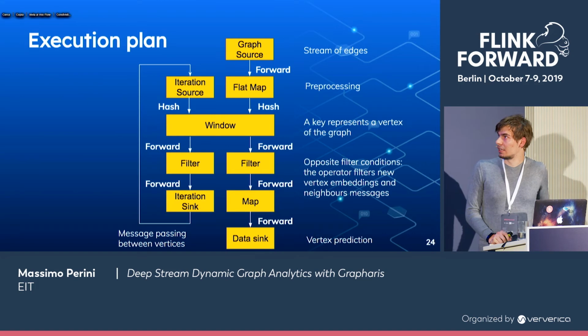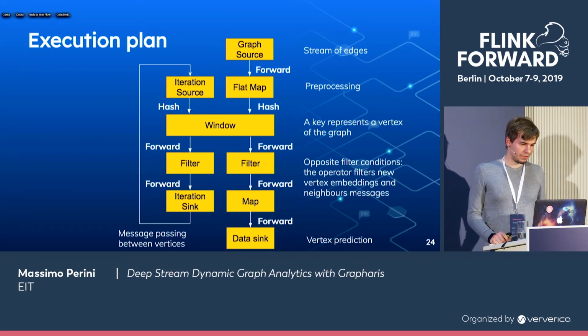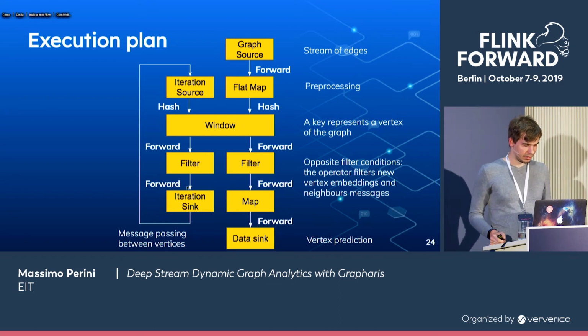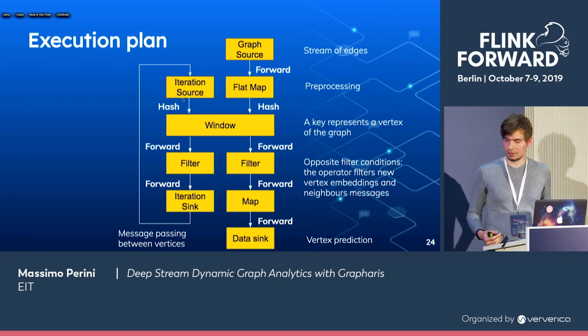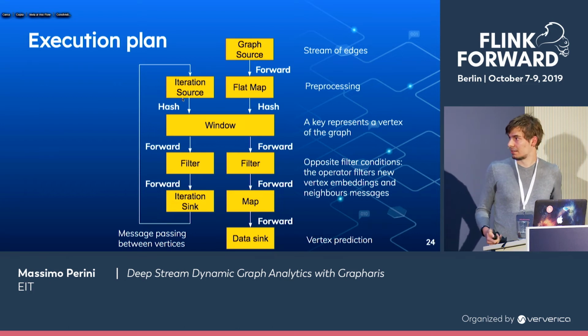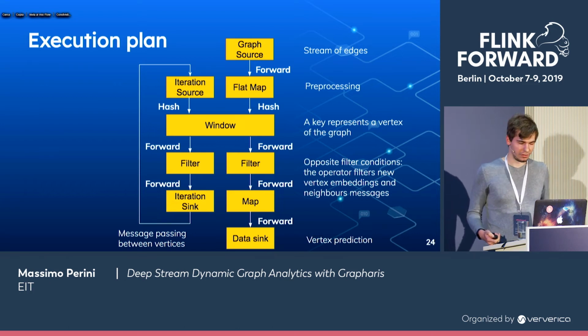So this is the overall execution plan. We have our stores of edges in this case, and in our windows operator we are storing the graph. Basically, each key contains a vertex, and then the message passing relies on the iteration on the left, while on the right we are sending outside the new predictions of our graph.